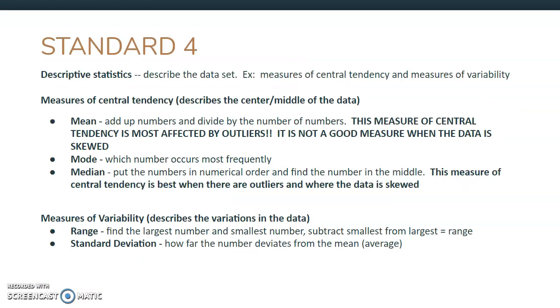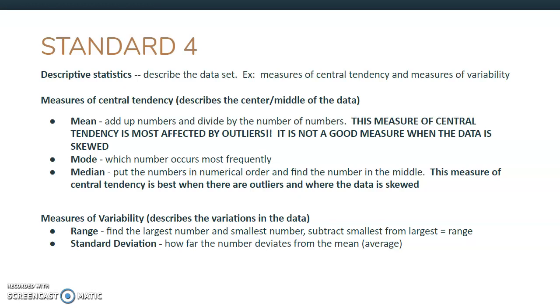Remember, descriptive statistics are measures of central tendency and measures of variability. You've got to know what the mean is. That's the average. Add up the numbers and divide by the number of numbers. The mean is the measure of central tendency that's most affected by outliers, by extreme scores. So when data is skewed, this is not a good measure of central tendency.